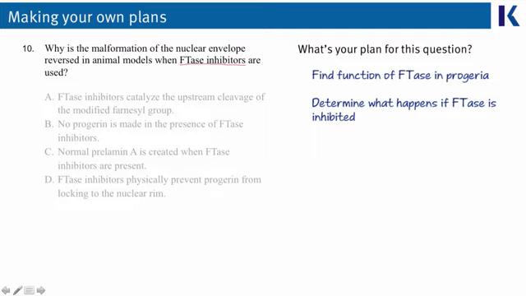Because the question stem mentions the malformation of the nuclear envelope and its reversal when FTase inhibitors are used, it makes more sense to look at the function of FTase within the context of progeria rather than its normal function, and we have a few places where we could look for this information. Paragraph 2 highlighted the molecular biology of progeria, but Figure 1 is probably the most helpful here.